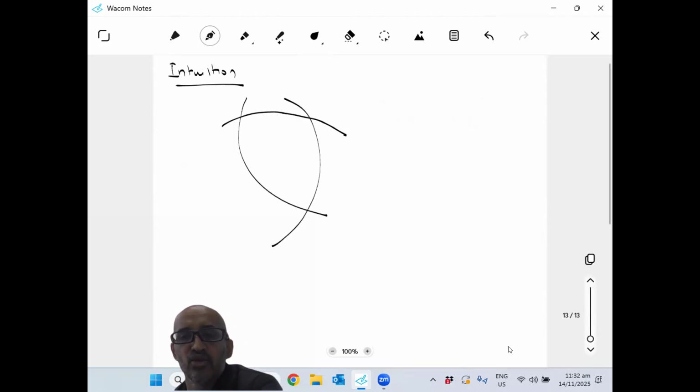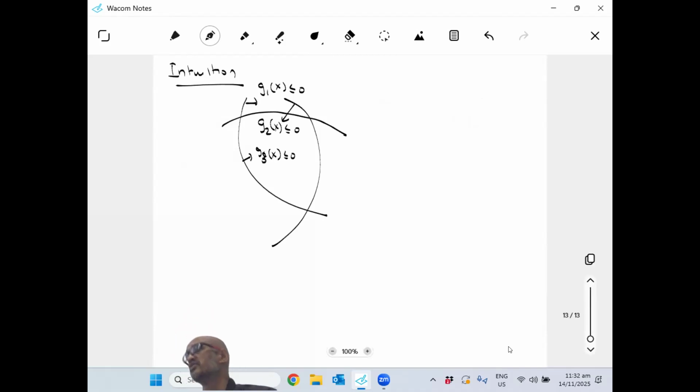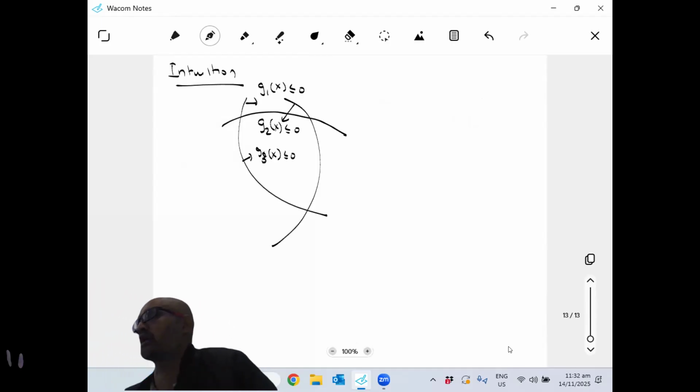Okay, so maybe this is g1(x) ≤ 0. Maybe this is g2(x) ≤ 0. Maybe this is g3(x) ≤ 0. Okay, so I've drawn curves here because these are nonlinear programs. I've not drawn lines, like what I did before. I've not drawn hyperplanes here because they're NLPs.